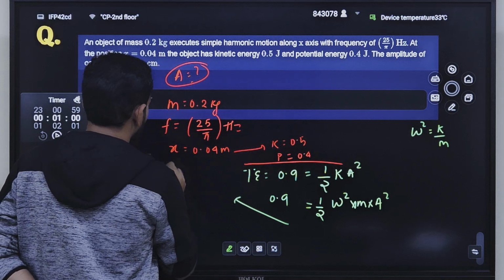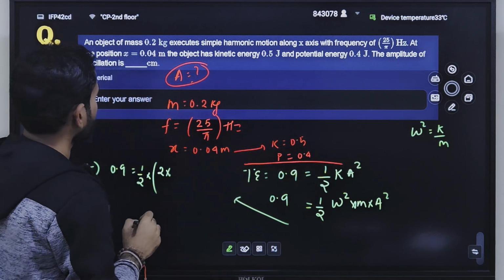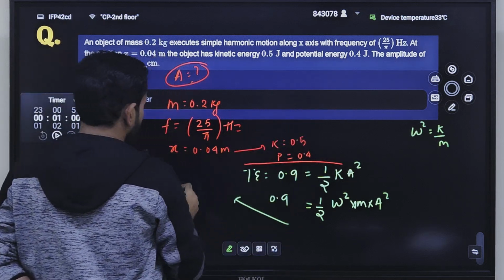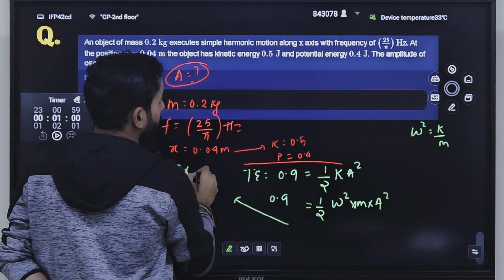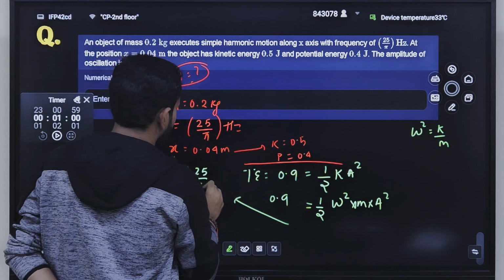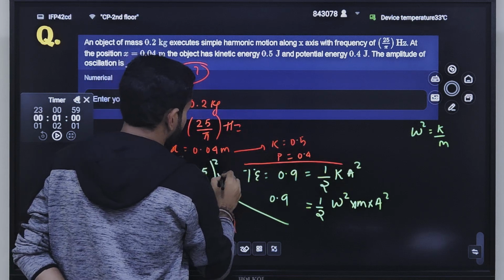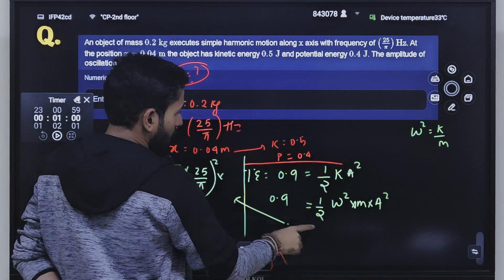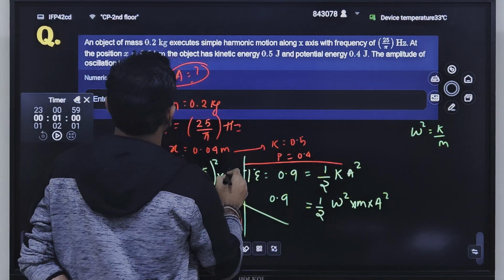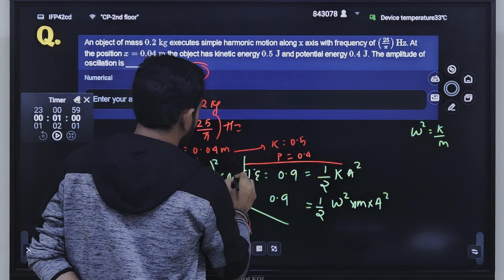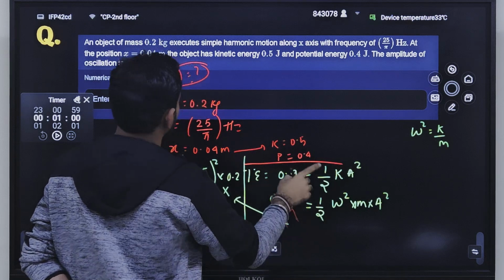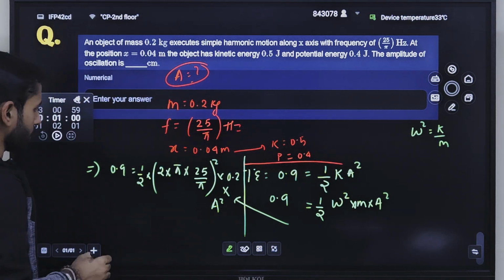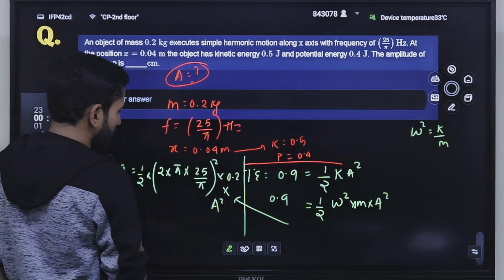So 2 into pi. Any value given for pi also? Yeah. It is given: 2 pi into frequency, which is given as 25 by pi, square, into these values, and then multiplied by half omega square. Now what is the mass? 0.2, and then it is also multiplied with amplitude square that we have to calculate. Correct? This much of the calculation you have to do. Let's see how you can do it.